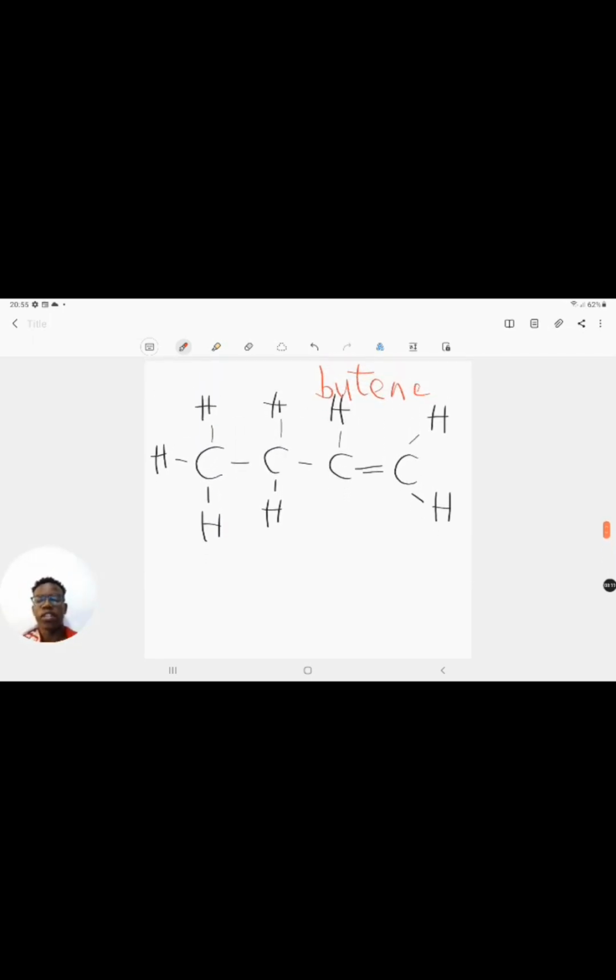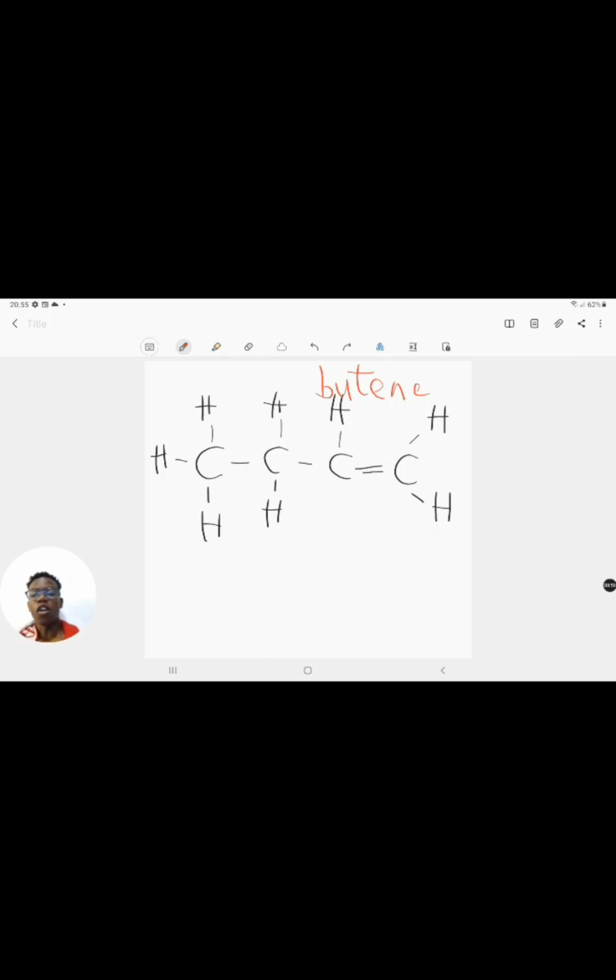Now, here's an interesting scenario. You will notice that in this organic compound, this double bond is there. But there is nothing stopping me from having this double bond there, or having this double bond there. There's absolutely nothing wrong with having my double bond either in the middle or at that location there.